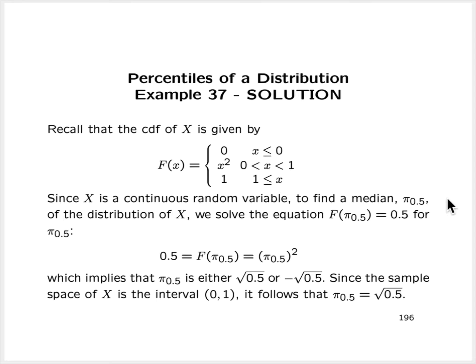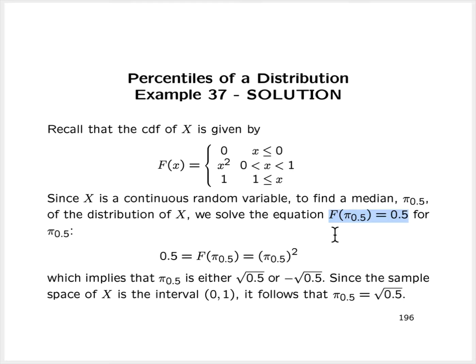Now, based on the argument that we just gave on the previous couple of slides, since x is a continuous random variable, to find a median of the distribution, which would be denoted by π_0.5, it suffices to solve the equation given here.